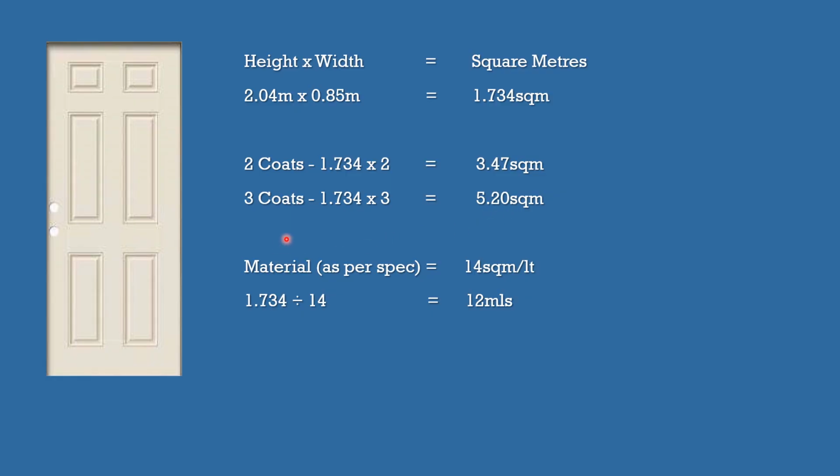Now the material they're going to use, if you look at the back of the paint can, it will tell you how many square meters a litre will cover. So normally it's about 14 square meters. So to work out the paint, for one coat you have the 1.734 square meters for one coat divided by the 14 square meters per litre. It gives you 12 mils of paint that you're going to use.